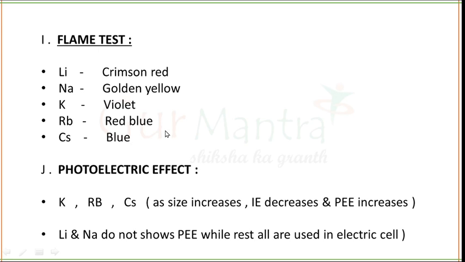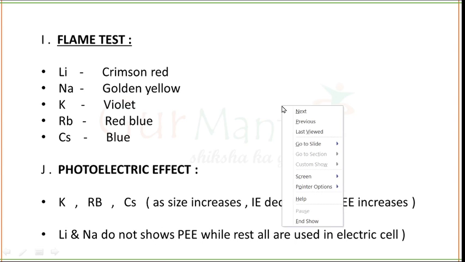Now talking about the photoelectric effect. The atomic size of potassium, rubidium and cesium is quite large, so their ionization potential is very low. Due to very low ionization potential, their valence shell electrons get excited even by absorbing visible light. That's why potassium, rubidium and cesium are used in the photoelectric cell, while lithium and sodium are not used in the cell, and do not show the photoelectric effect.